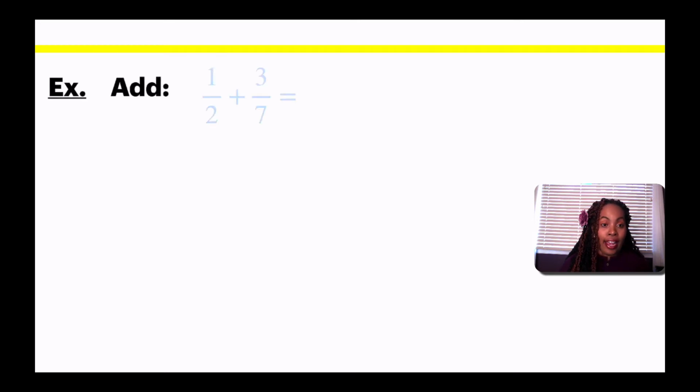This time we're going to add 1/2 plus 3/7. Okay, let's talk about it. We have halves and we have sevenths. Are those the same things? No, they're not the same things. So therefore, we're going to take it through that same process and we have to convert.